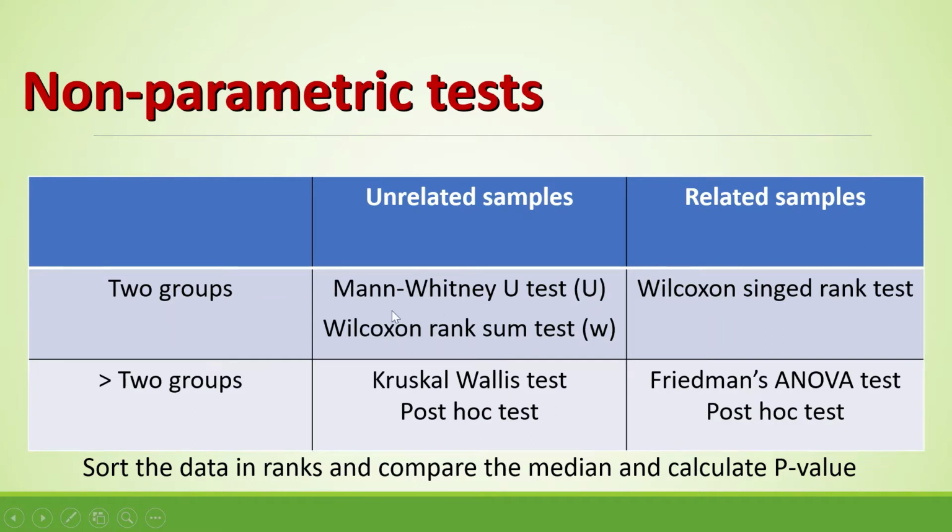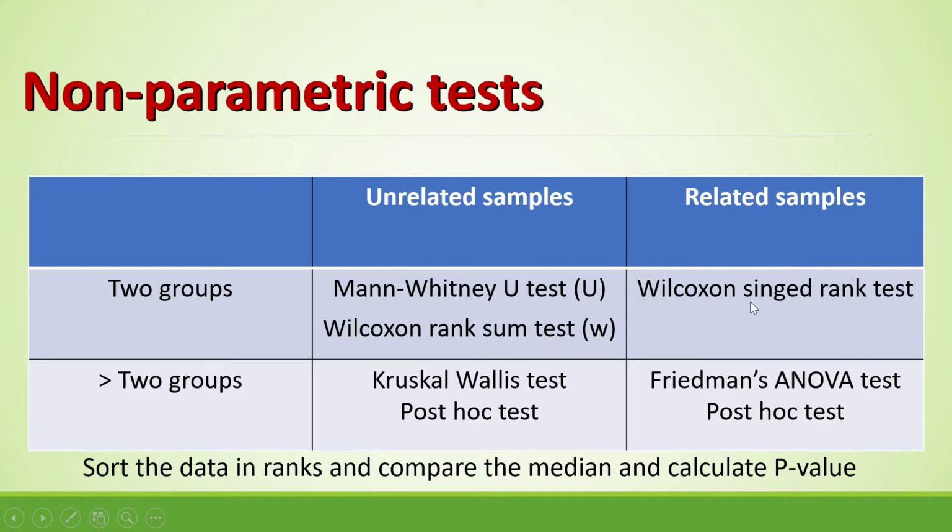Another test that is similar to the Mann-Whitney U test is the Wilcoxon rank sum test. If you have more than 2 groups, 3, 4, 5 and so on, and your groups or samples are unrelated, then the Kruskal-Wallis test is the one to use. Then we follow that by a post hoc test, and I will explain later on why we need to do a second test following the first one.